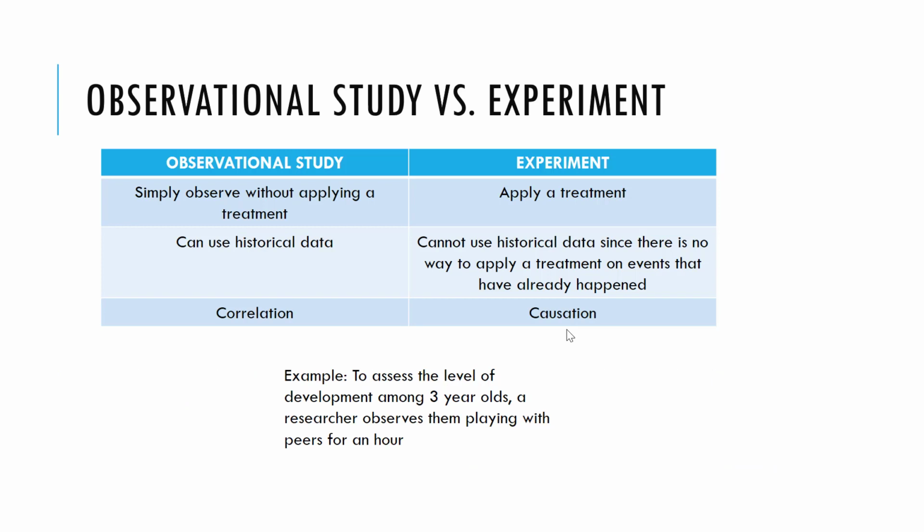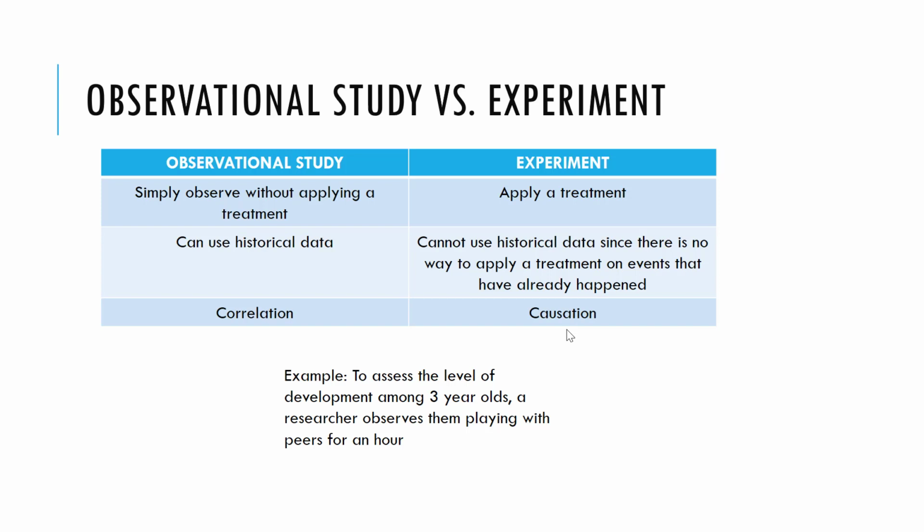Let's look at this example. To assess the level of development among 3-year-olds, a researcher observes them playing with peers for an hour. Is this an observational study or an experiment? To answer this question, we need to simply ask ourselves, is a treatment being applied? The answer is no, a treatment is not being applied.